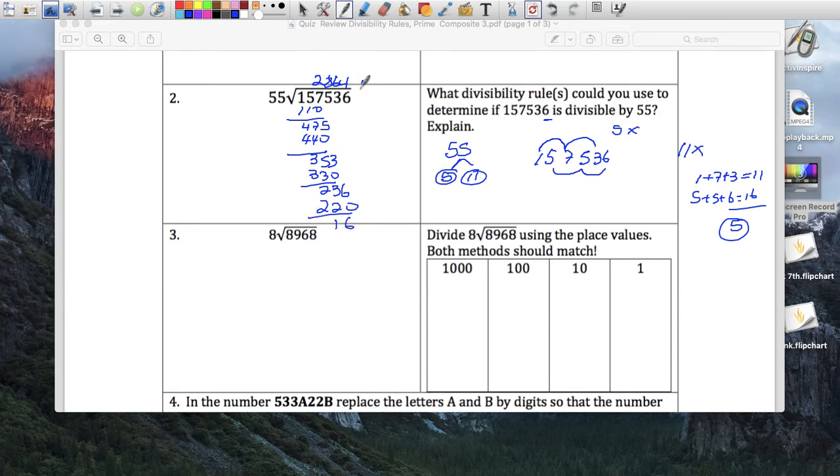So my final answer, you can write as a fraction. You can leave it like that. It's your call. I don't mind either way. So you can write 2,864 remainder 16 or 2,864 and 16 over 55. That's okay with me. All right.